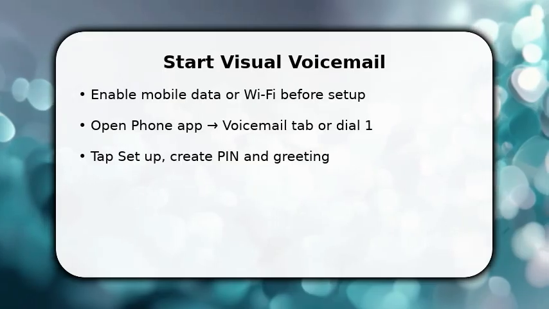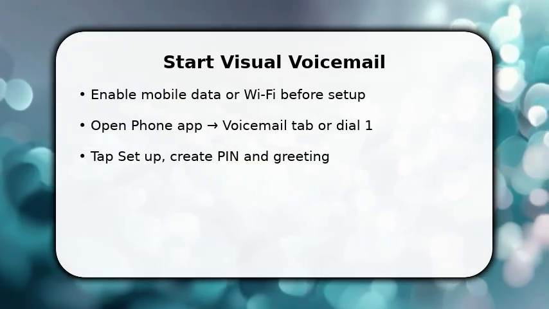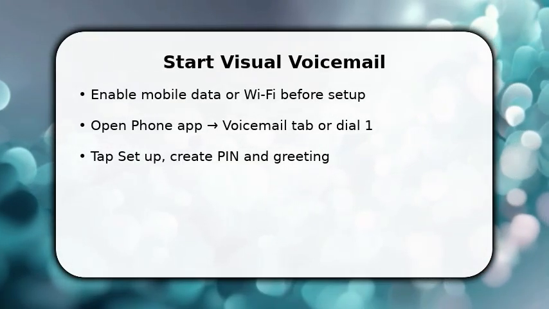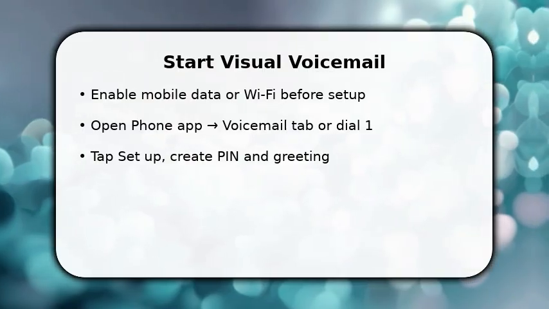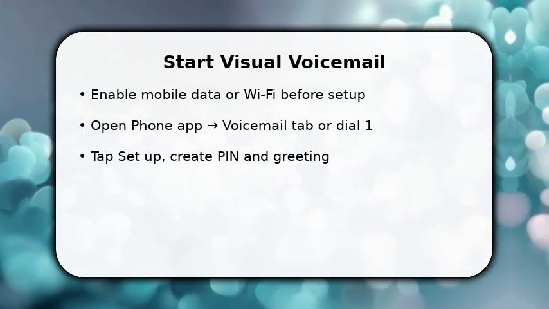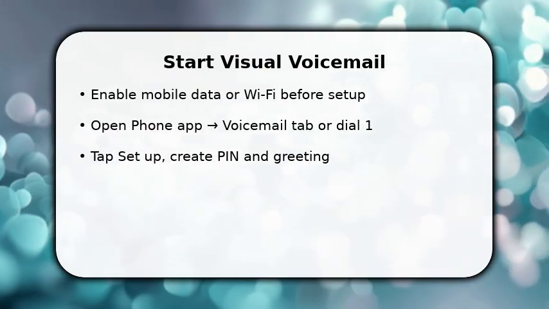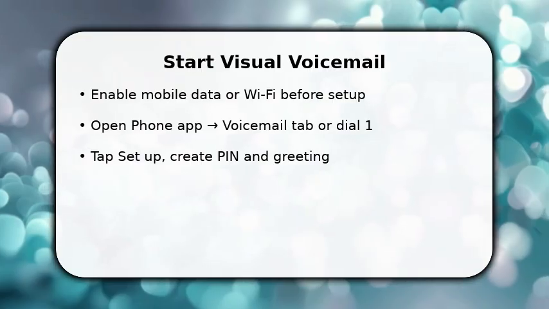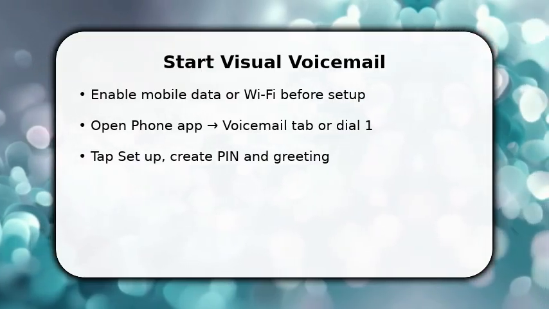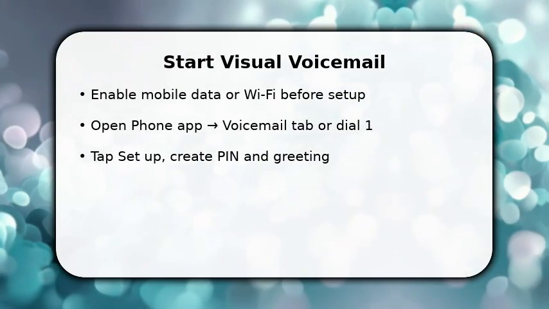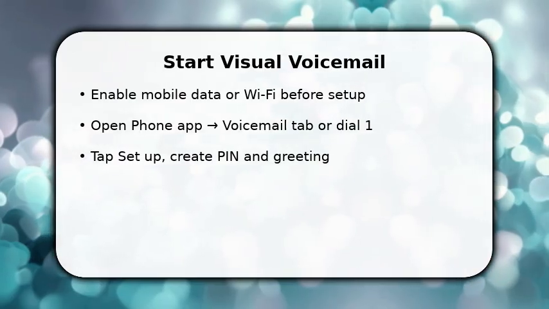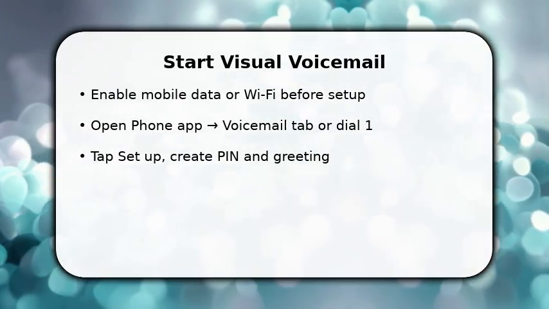You begin by confirming connectivity. Visual voicemail needs data. Open the phone app and tap the voicemail tab, or dial your carrier's voicemail number if no tab appears. Once in the setup flow, follow prompts to create a secure PIN and record a greeting. This authenticates access and personalizes responses. Make sure to grant any permission requests for calls and storage so messages can download and display.